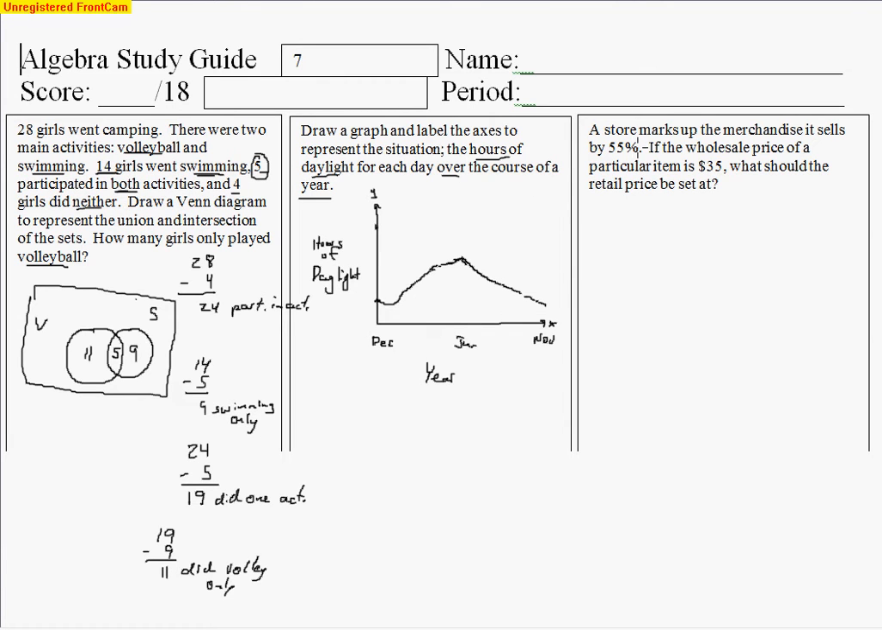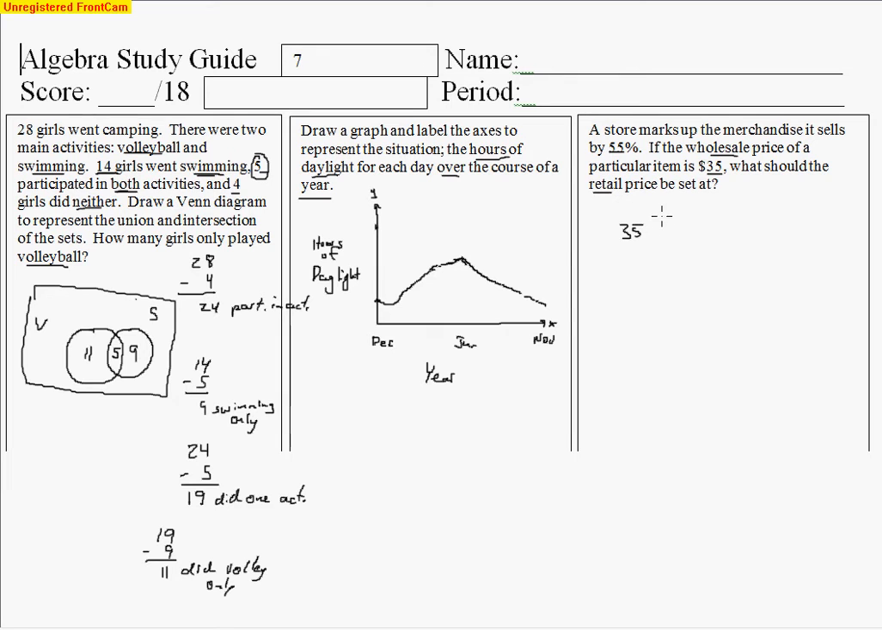So let's take a look at our next problem, and that one says that the store marks up merchandise it sells by 55%. Wholesale, which is like before they end up selling it, costs the store $35 to purchase an item, and then what should the retail, what the store actually sells it for, what should that sell price be, or what should they set it at? So they want to know what the final price is.